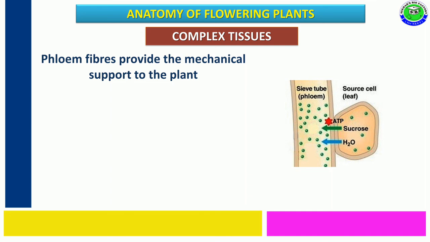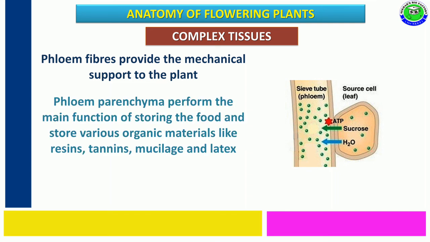The phloem fibers present in phloem tissue have the capability to provide mechanical support, and they are also economically useful to us. The phloem parenchyma, which is present within phloem tissue, acts as a storage tissue for food materials. Along with that, it can store various substances like resins, tannins, mucilage and latex.